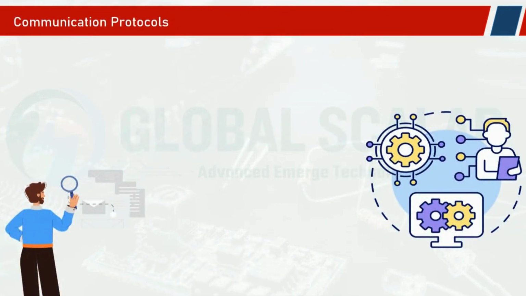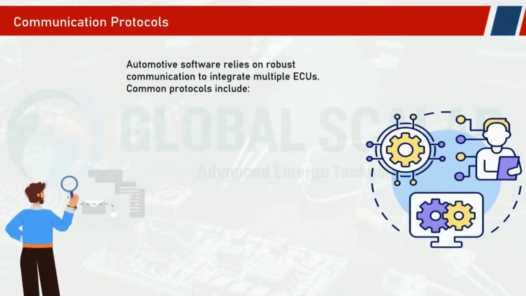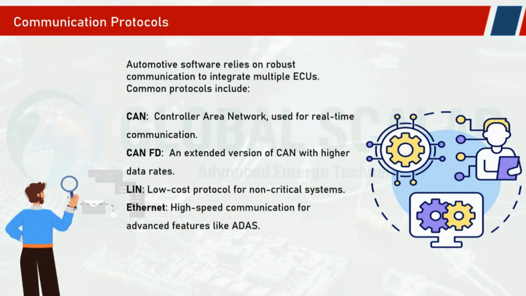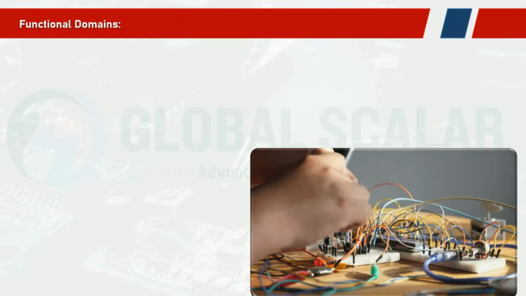What are the communication protocols needed for ECUs to communicate with respect to automotive embedded software? Automotive software relies on robust communication to integrate the multiple ECUs. Common protocols include CAN. It is used for real-time communication. CAN-FD is the extended version of CAN with a higher data rate. LIN is the low-cost protocol for non-safety-critical use. Ethernet is high-speed communication for advanced features like ADAS. FlexRay is for time-critical and fault-tolerant applications.